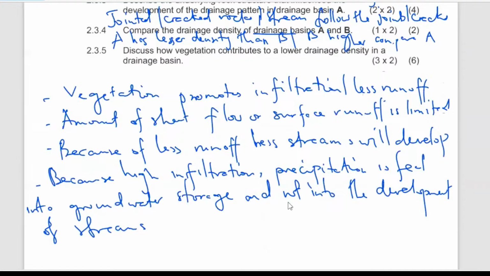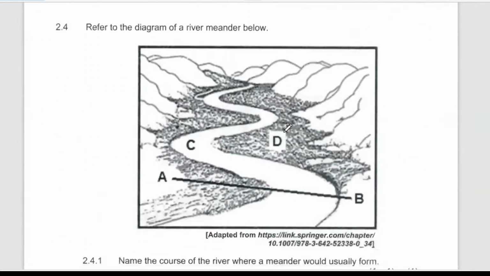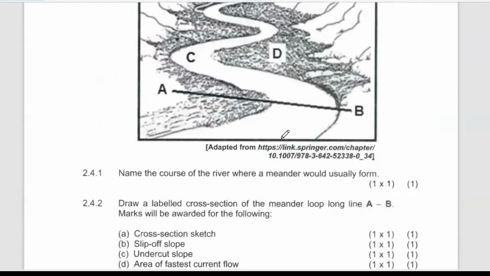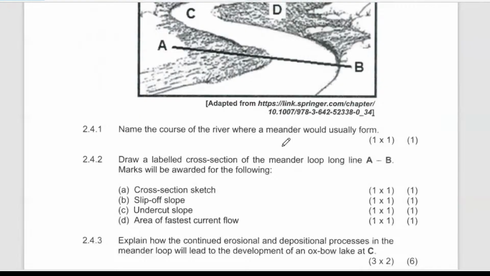The implication is that the vegetation is going to promote infiltration, and as there's high infiltration, there's less sheet flow or less surface runoff. Because of the absence of surface runoff, fewer streams are going to develop, because our streams develop from surface runoff. More of the precipitation is fed into groundwater storage and does not contribute towards the development of streams on the ground surface. Right, name the course of the river where the meander would usually form.